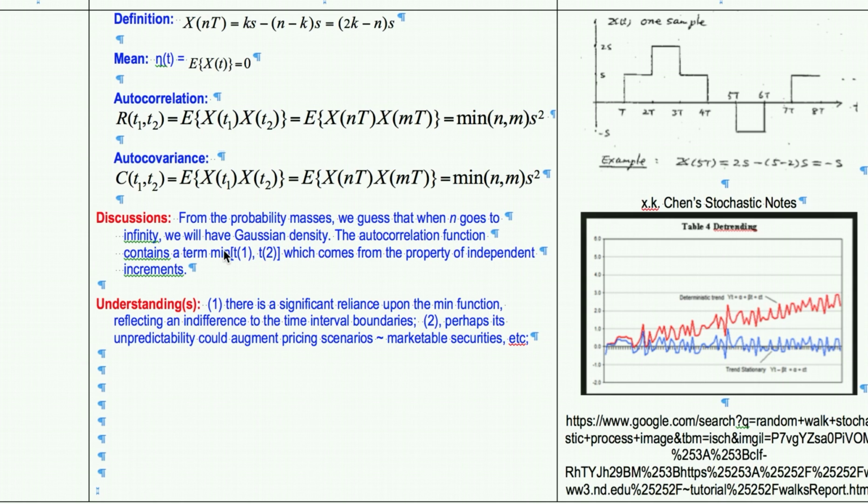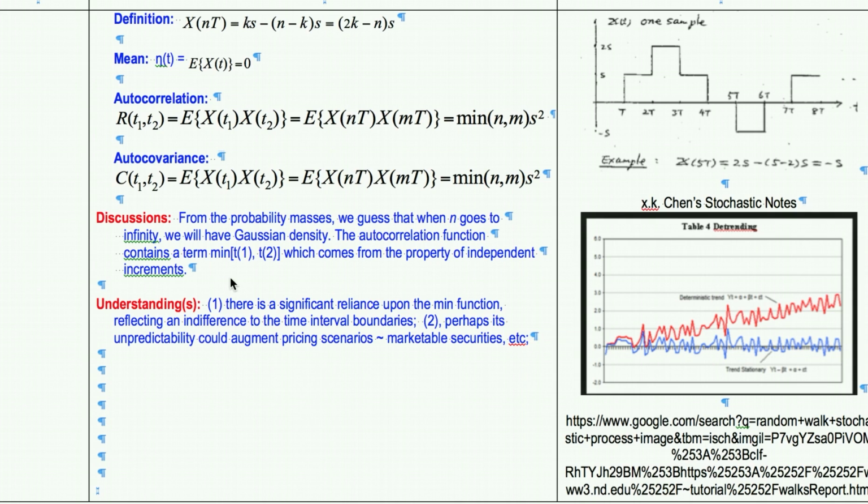The autocorrelation function contains a term min of 1, 2, or T1, T2, which was an attempt to type in the items rather than pick up the graphics, but I could not get the subscripts to work, which is why they come up that way. It comes from the property of independent increments.